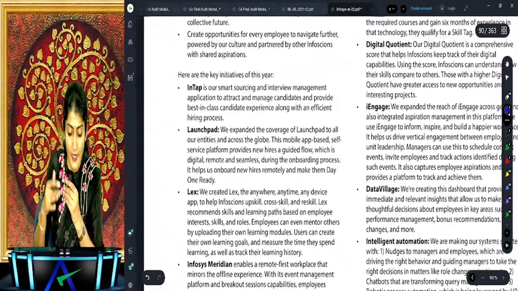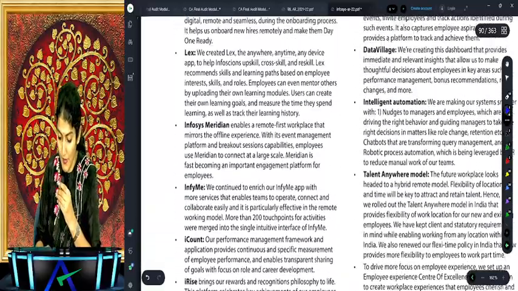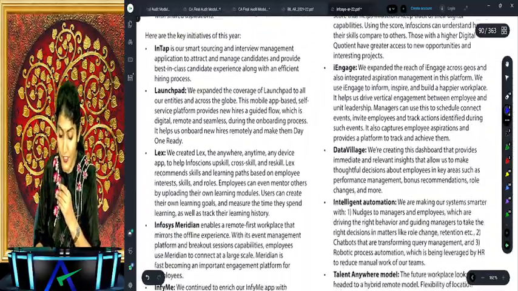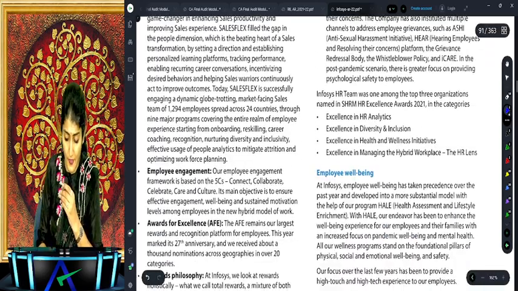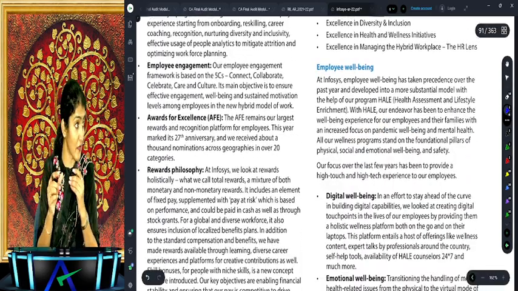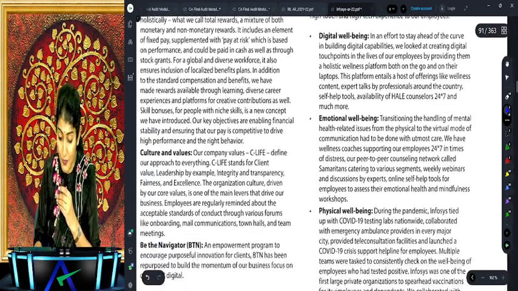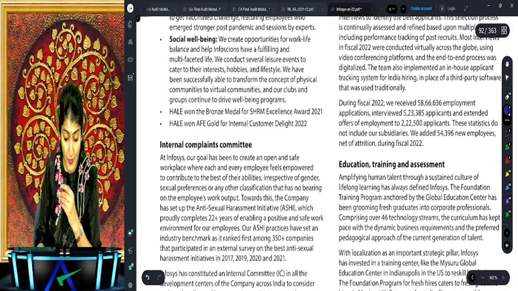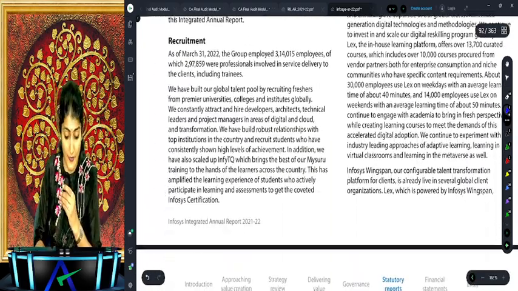Then what are the steps taken, key initiatives taken for the employees during the year? They have so many: data village, digital quotient, talent anywhere model, manager code, sales flex, so many initiatives, HR policy and a reward policy, award for excellence, employee well-being, digital well-being, emotional well-being, physical well-being, social well-being, internal complaints committee, education, training and assessment of the employees.